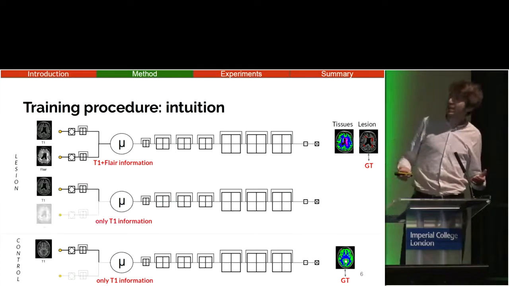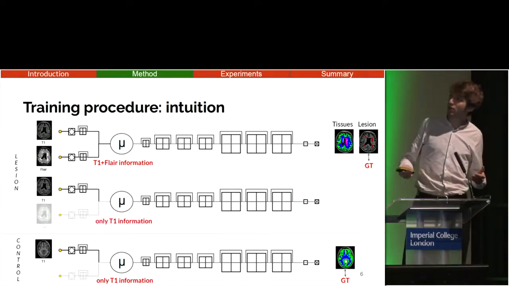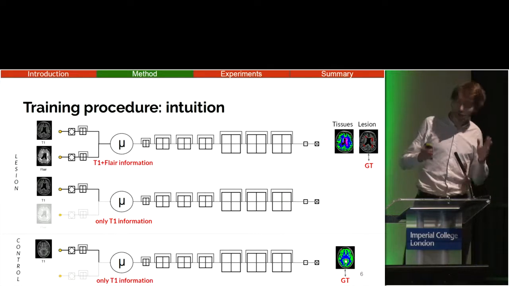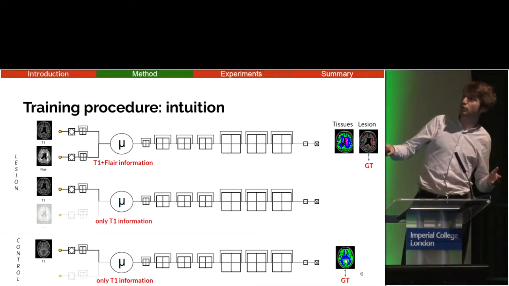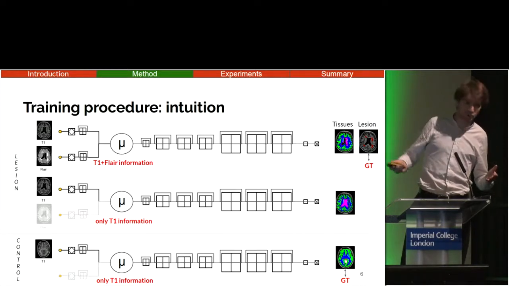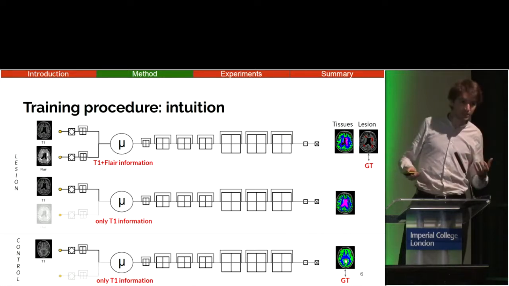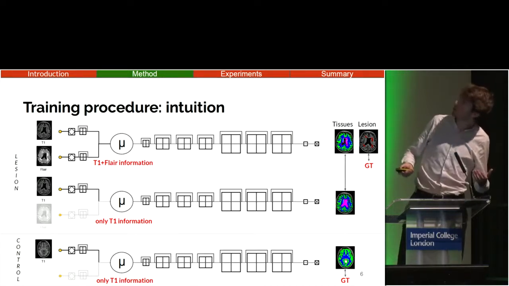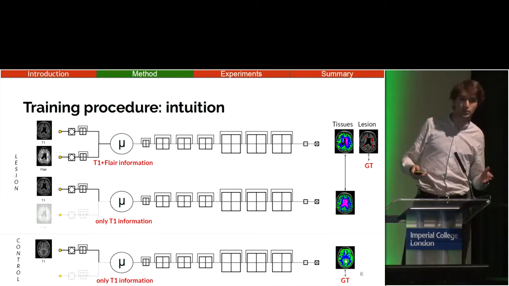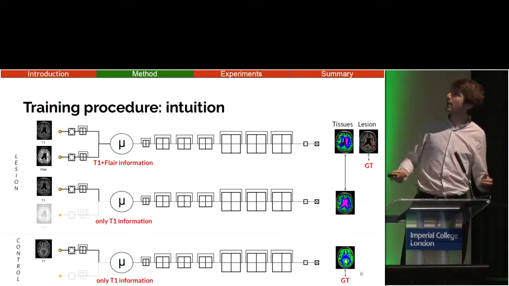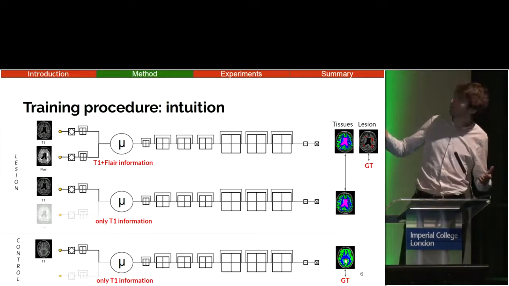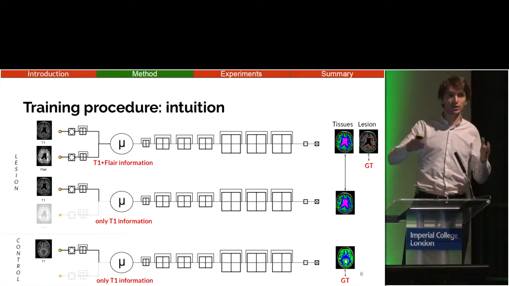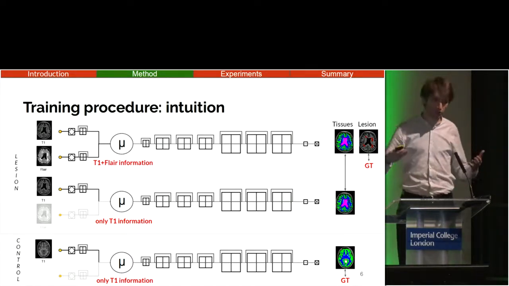However, we realize that the T1 scans are similar in the two datasets, in the part of the brain that doesn't contain any lesion. So what we said is that we can use the T1 scans from the lesion dataset, perform tissue segmentation, and minimize the differences between the two predictions, using T1 as input and T1 plus FLAIR as input. By minimizing this difference, we can learn to perform tissue segmentation when the inputs are T1 and FLAIR. So this is the intuition.